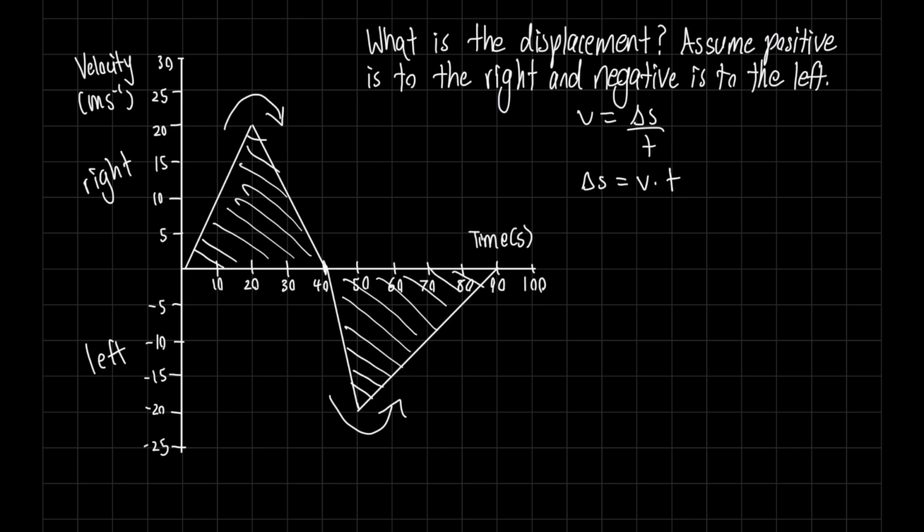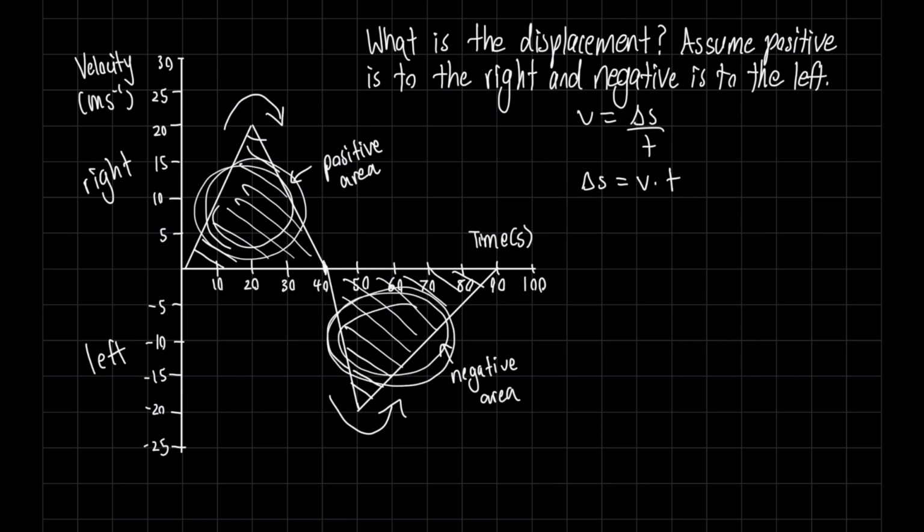Now, it might be tempting to treat both of these as positive areas and add them together, but one thing to note is that because displacement and velocity are both vectors, we do have to consider the fact that this is actually a negative area, and this is a positive area. And why do we need to note that? It's because we stated that negative is to the left and positive is to the right. In this positive area right here, this object was moving to the right, but when it was moving into its negative area, it means it was moving to the left. So from 0 to 40 seconds, it was moving to the right, and then it started moving to the left from 40 to 90 seconds.